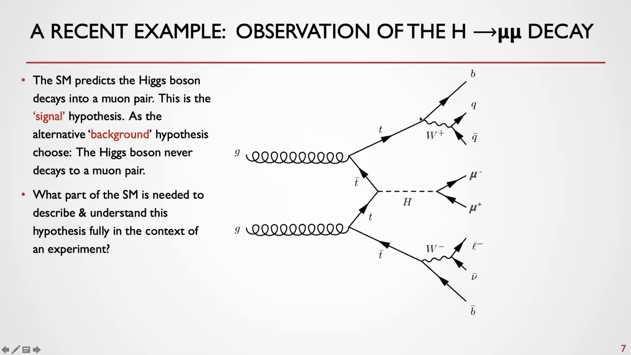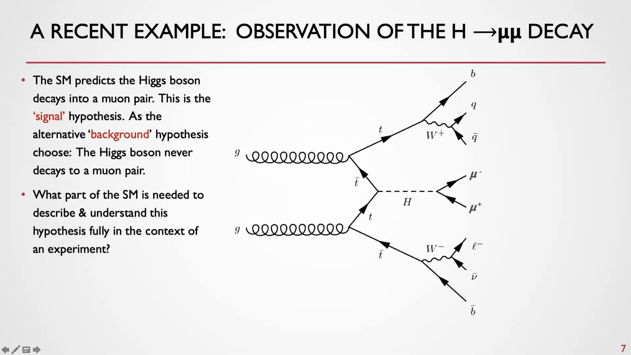The top quark almost always decays to a W boson and a b quark, and the W boson can decay, for example, to quarks, or it can decay to a lepton and a neutrino pair. So that's a very complicated decay chain, and you would start looking for the signs of two top quarks in this case, and an additional Higgs boson in the same event, decaying to two muons. I don't want to go into details.